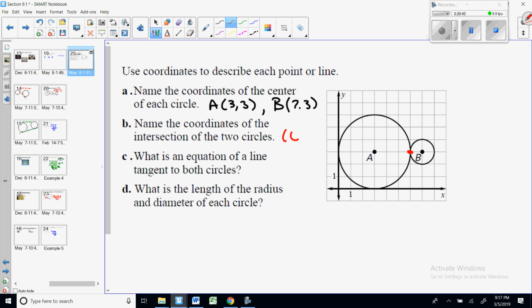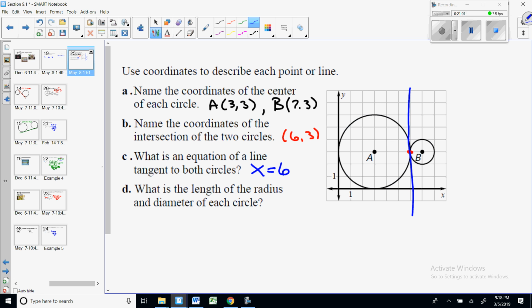Okay, 6, 3. Now, if you're to draw a tangent line between our two circles, the only tangent line that we have is that vertical line that passes through that point of intersection. So what is the equation for that line? Okay, since it's a vertical line, it's x equals, and that is 6 units away from the y-axis.